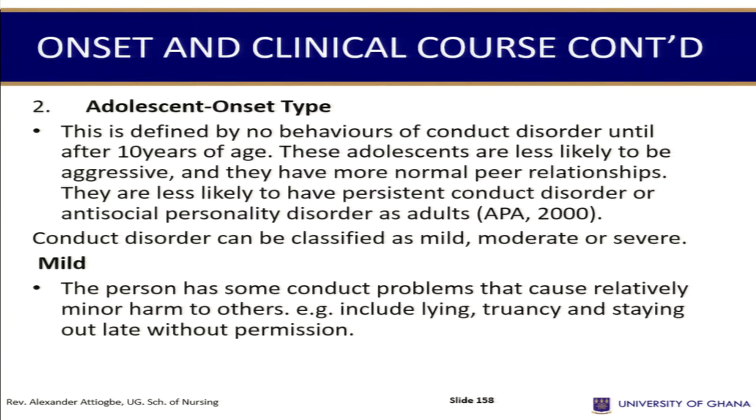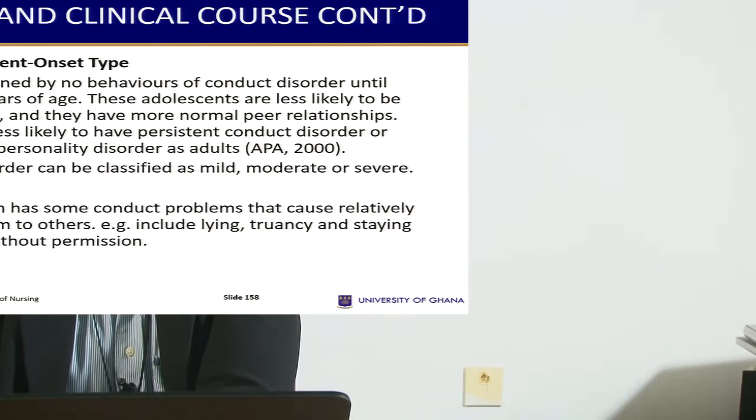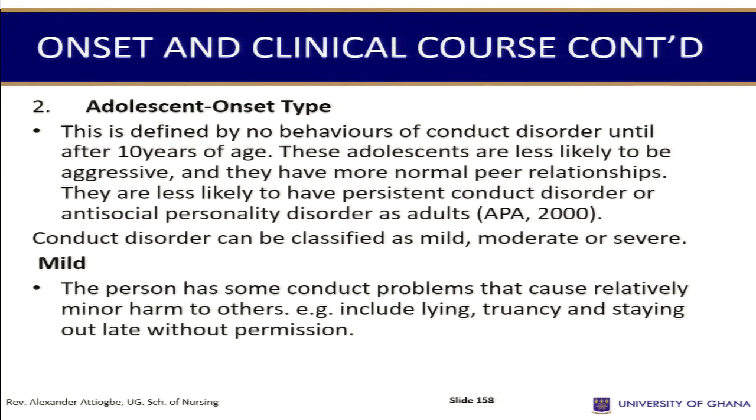This is defined by no behaviors of conduct disorder until after 10 years of age. These adolescents are likely to be aggressive and they have more normal peer relationships. They are less likely to have persistent conduct disorder or antisocial personality disorder as adults. Conduct disorder can be classified as mild, moderate, or severe.